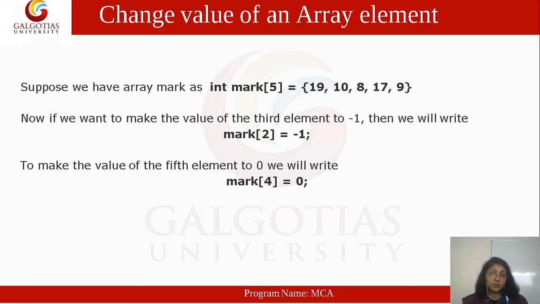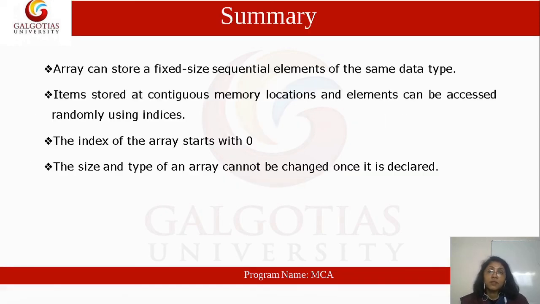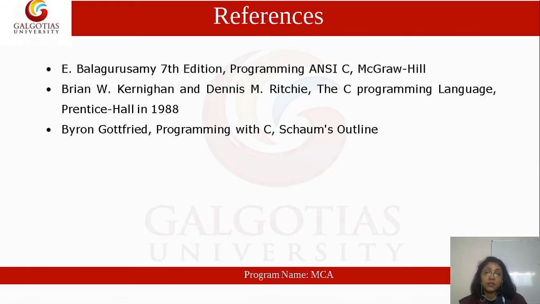Thus, in this particular class, we have studied how an array can store a fixed size sequential collection of elements. Items are stored at continuous memory locations and elements can be accessed randomly using indices. The index of an array always starts with 0. The size cannot be changed as it comes under static memory allocation.